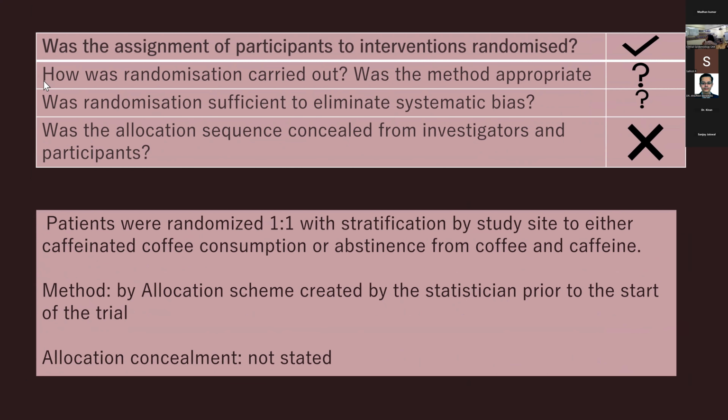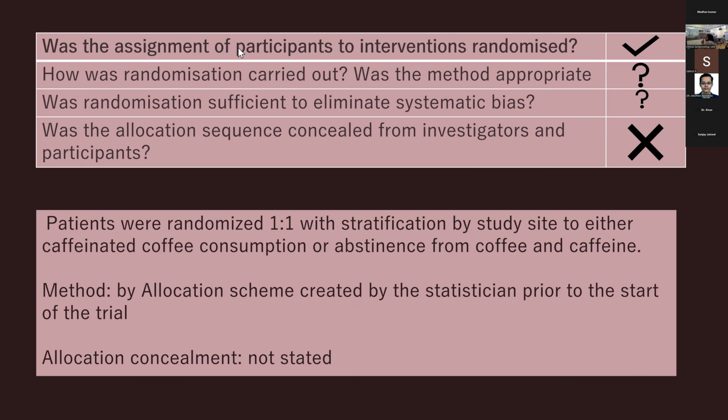Was the assignment of the participants to intervention randomized? They were randomized in 1:1 fashion with stratification by study site to either caffeinated coffee consumption or abstinence from coffee. And the method of allocation, what they have mentioned is by an allocation scheme created by the statistician prior to the start of trial. How the statistician created this allocation scheme was not explicitly stated, and they have also not stated about the allocation consignment as such.